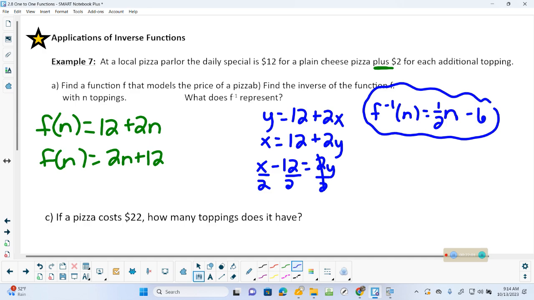Okay, and what does f inverse, of course, represent? Our next question. Because n is our number of toppings, it's the number of toppings for a pizza.